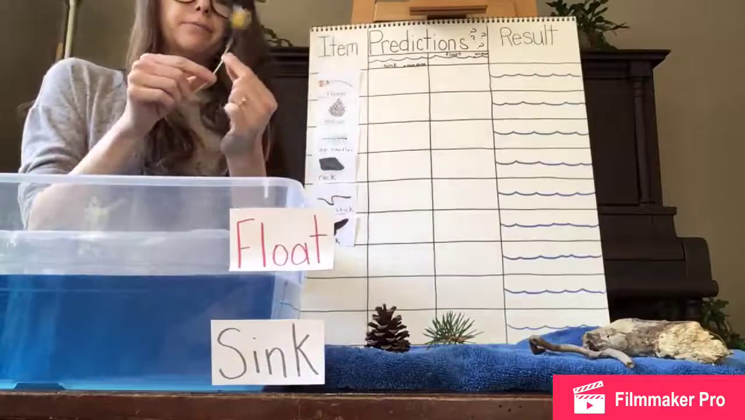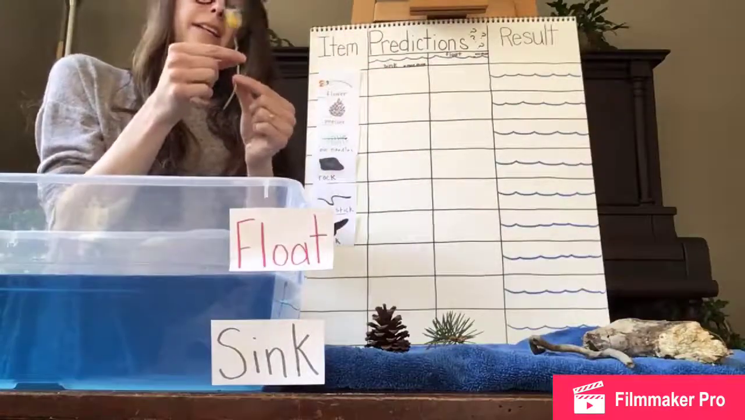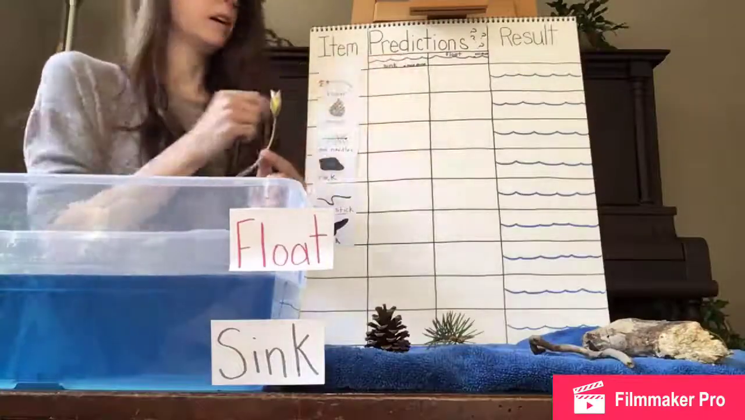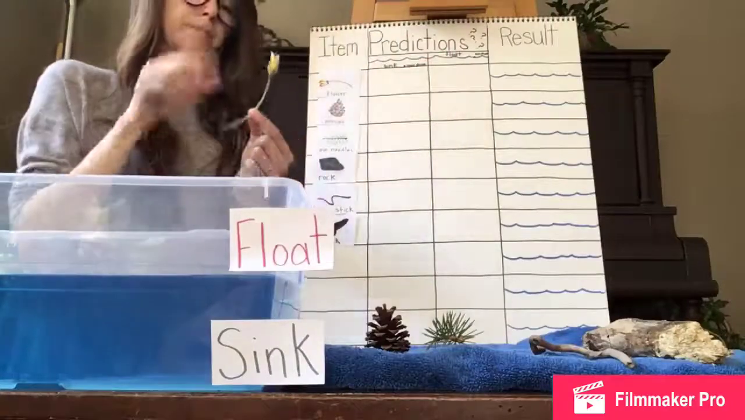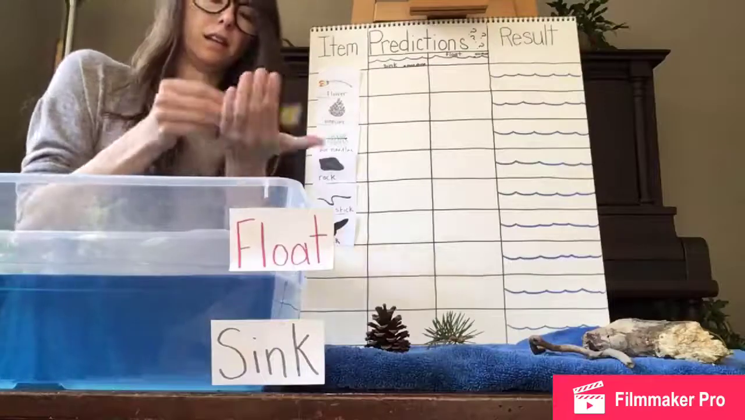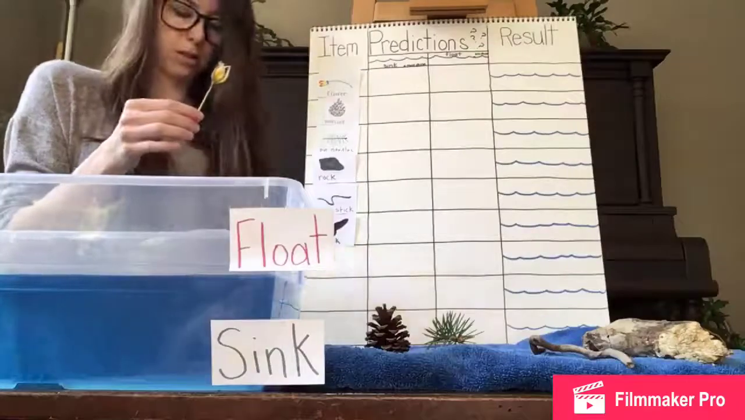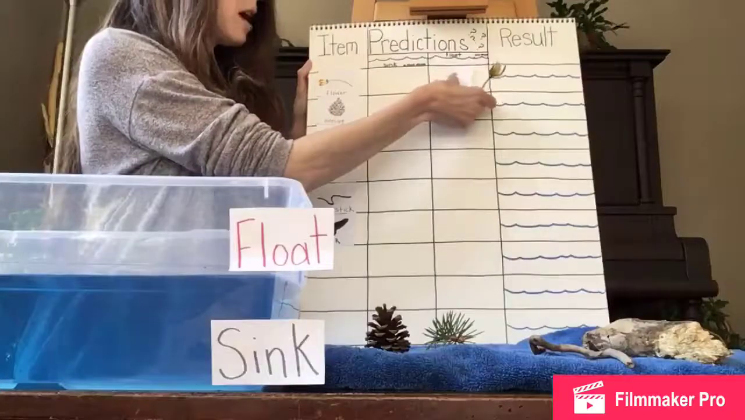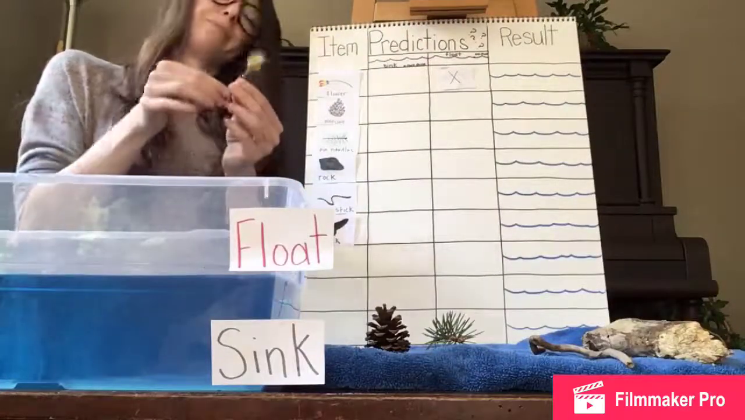Now let's see. I have a flower. We're going to see if the flower sinks or floats. First we're going to predict. Predicting means we make a guess. Do I guess that it's going to sink or float? This flower is pretty small and it's pretty light. My guess is it will float because, like we talked about, if something is small and it's light, then it probably will float.